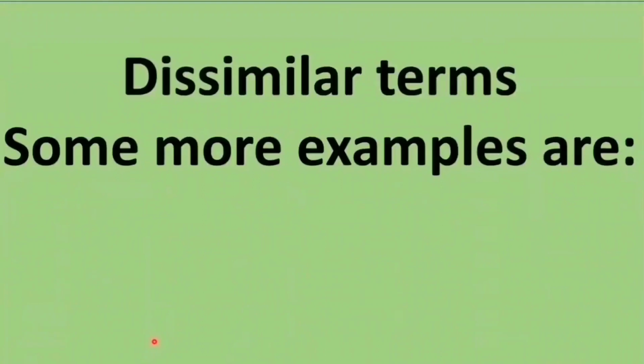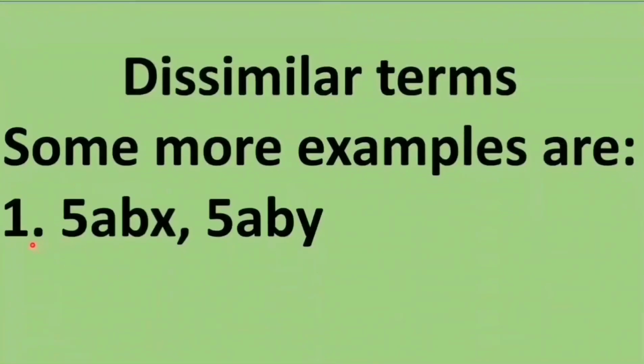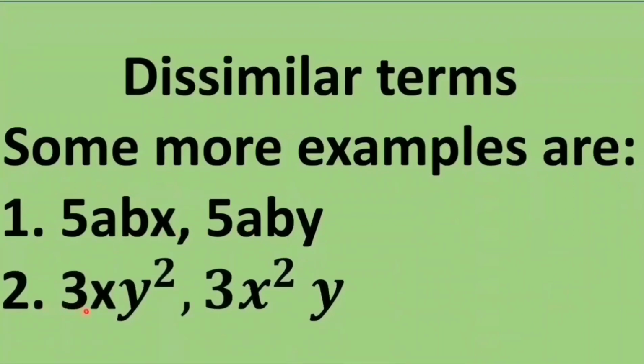So if you want to see some more examples of dissimilar terms, see here the variable is a, b, x, and here the variable is a, b, y. Though the numerical coefficients are same, we can't say these are similar terms because the variable is different here. Again, see here, the variable is x, y square, and here the variable is x square y. Though they have the same numerical coefficient, we can't say these are similar terms. These are dissimilar terms.